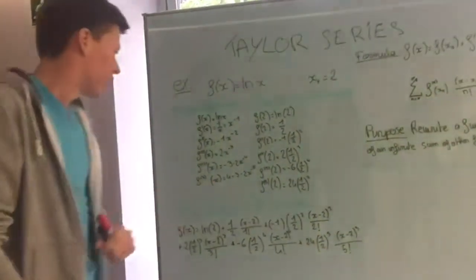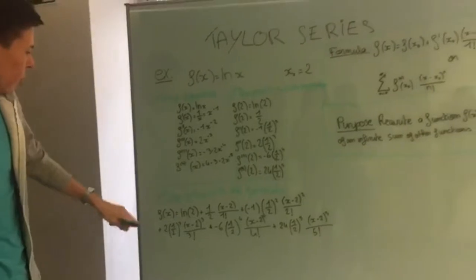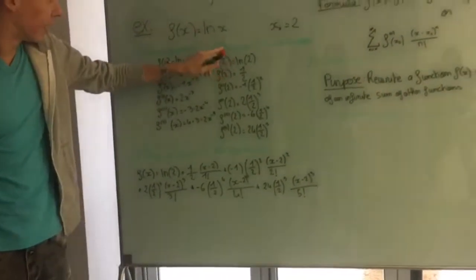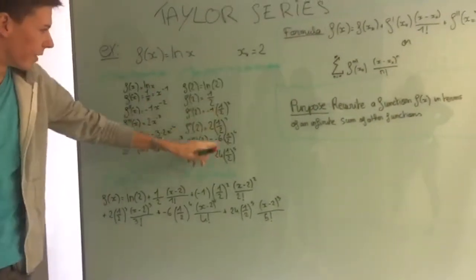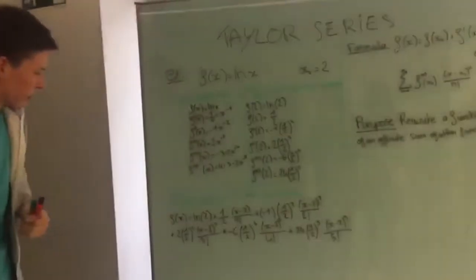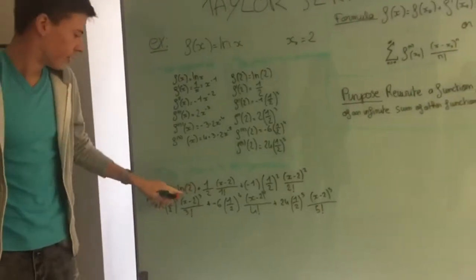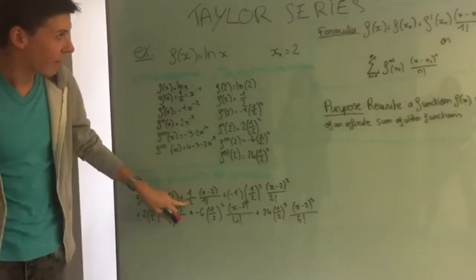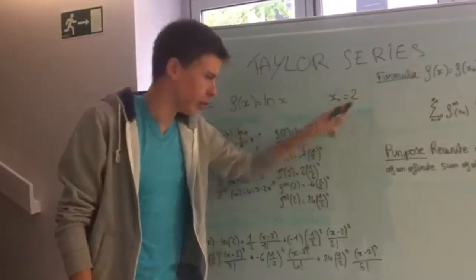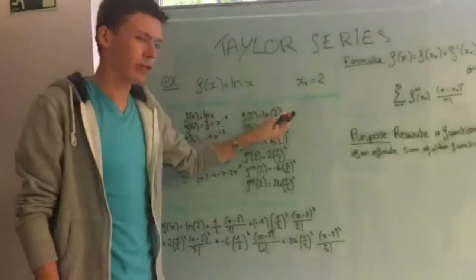The final step is actually plugging it into the formula, which we saw up here. And to do this is very simple. All we need to do is plug in the values we got from plugging in the number 2. So at the end, f of x would be ln 2 plus a half times x minus 2, our value being 2.